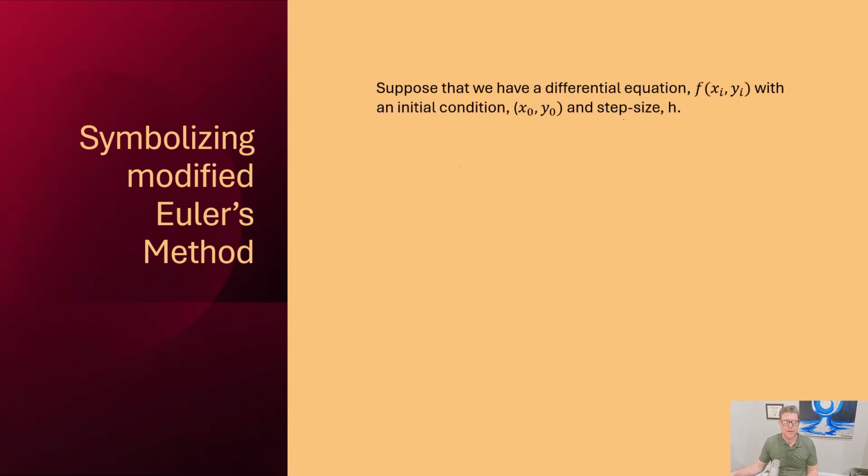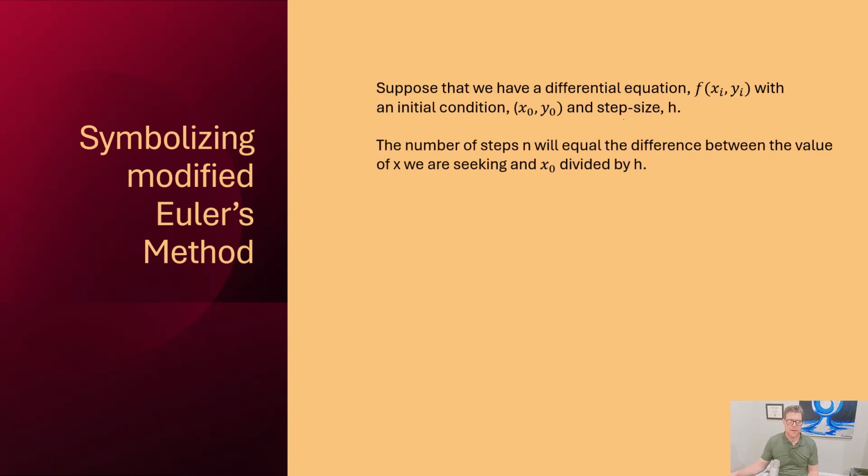Now, let's talk about symbolizing the modified Euler's method, a way of writing this down so that we can think about it in terms of a general term. Suppose we have a differential equation f(xi, yi) with an initial condition (x0, y0) and a step size h. The number of steps n is going to equal the difference between the value of x we are seeking and x0, divided by h. Our first step begins at (x0, y0), and it's y(i+1) star, which equals yi plus h times f(xi, yi). So that's our Euler's method right there. There's Euler's.